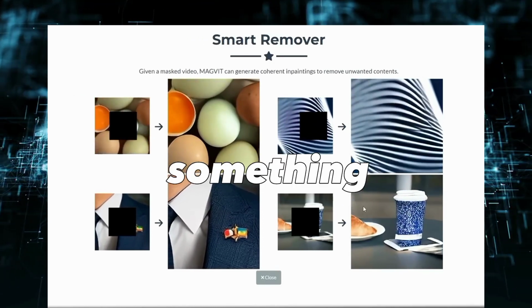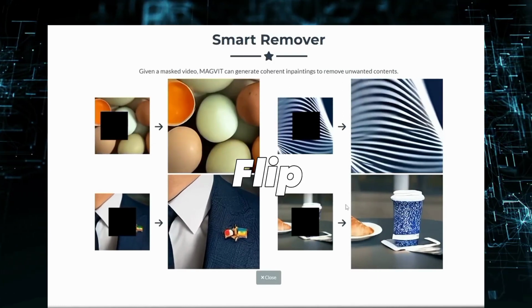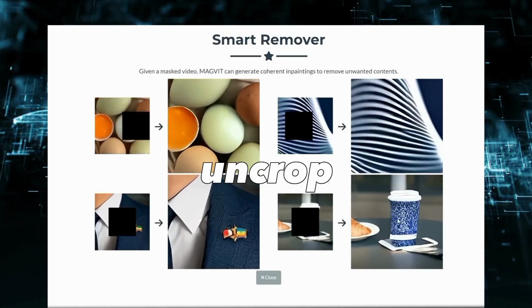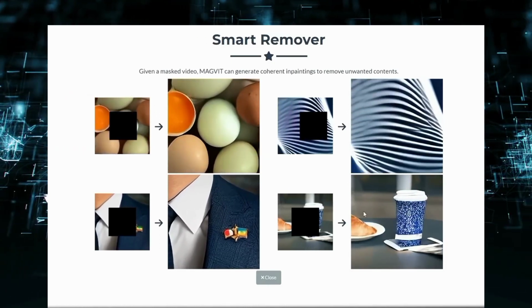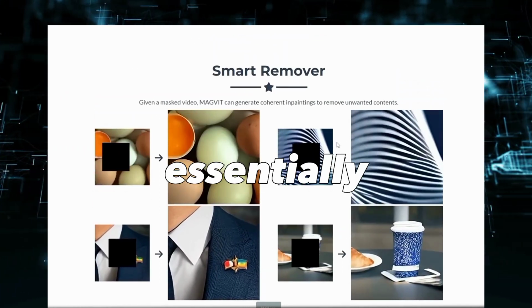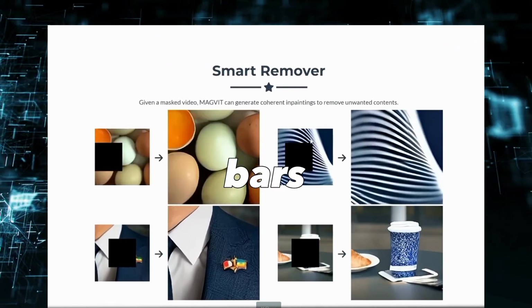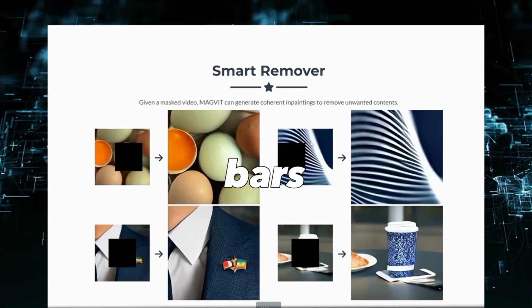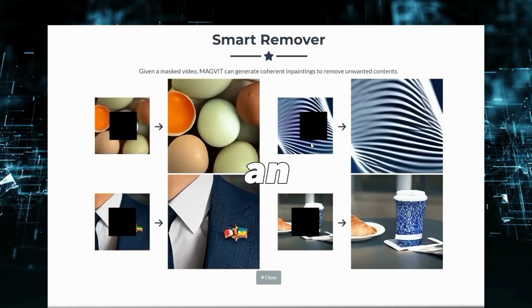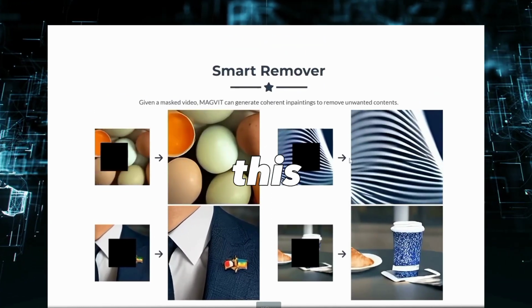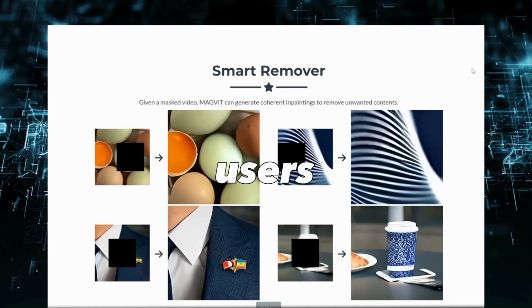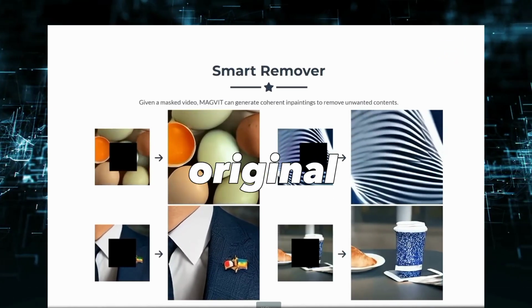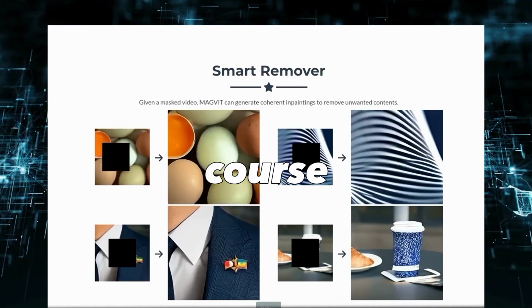So here we have something from MAGVIT called Autoflip. This is where MAGVIT can uncrop a video on any sides for an easy switch of aspect ratio. The way this works is essentially you have the original video with the black bars, and then the black bars are eventually removed to present an actual video moving like this. So what we can see here is that MAGVIT easily allows users to use their original footage and then outcrop it.